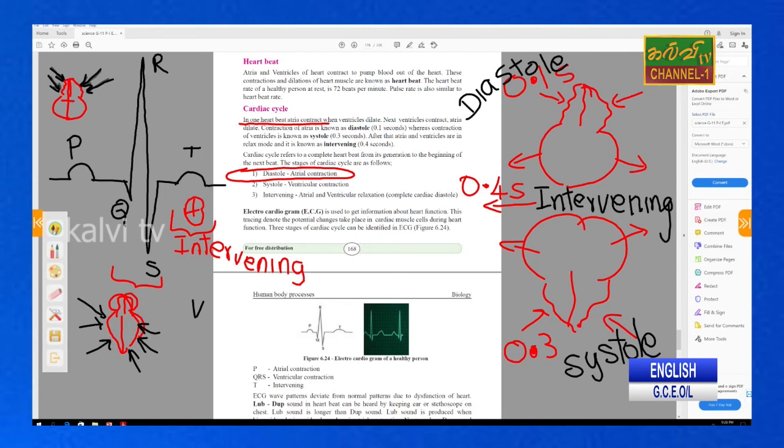So this graph we normally call ECG. ECG means electrocardiograph. This electrocardiograph sometimes helps to find out the condition of your heart, right?